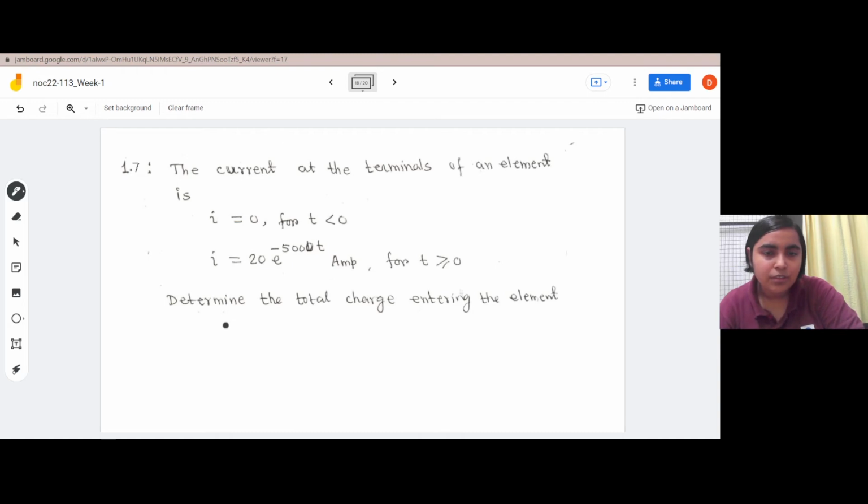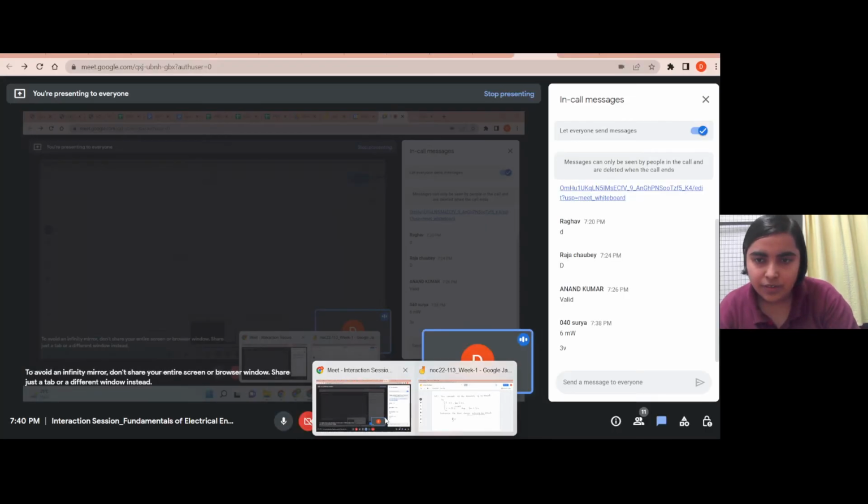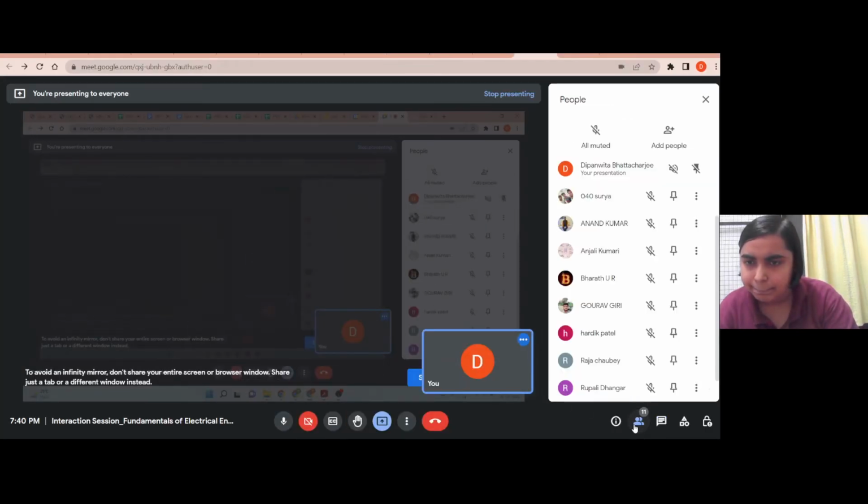So now you have to calculate the total charge entering the element, where current at time less than 0 is given and current at time greater than 0 is given. You have to find the total charge. So how do you find the total charge? Twinkle Kumari, could you say how do you calculate the charge when current is given? You can either type it in the chat box or you can unmute and speak up.